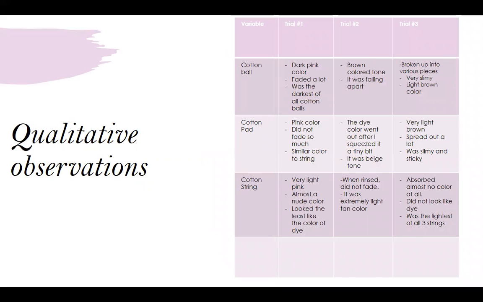Here are my qualitative observations. The cotton ball was very dark, the cotton pad was lighter, and the cotton string was very, very light. Here are results for all my trials: trial 1, trial 2, trial 3. As you can see, the results for trial 1 were a lot darker than for trial 2 and trial 3.